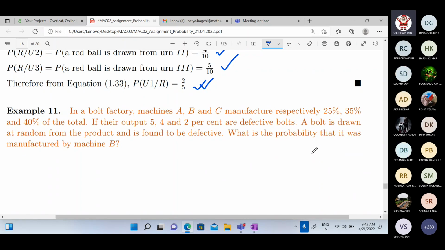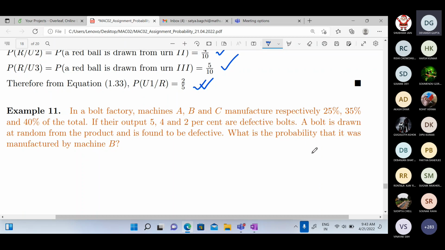Sir, 28 by 69. 28 by 69. So if you do the fraction, what is the answer? That means 0 point something.